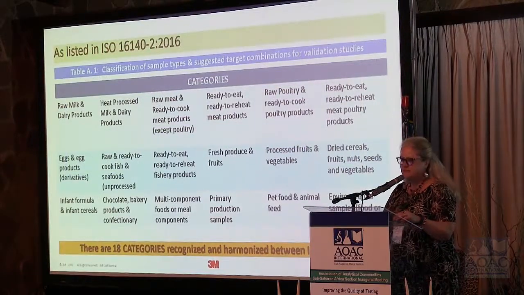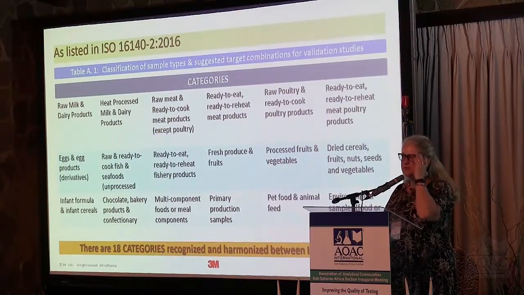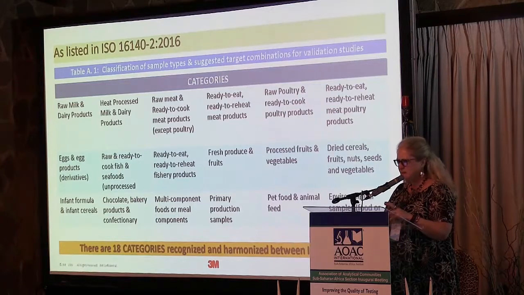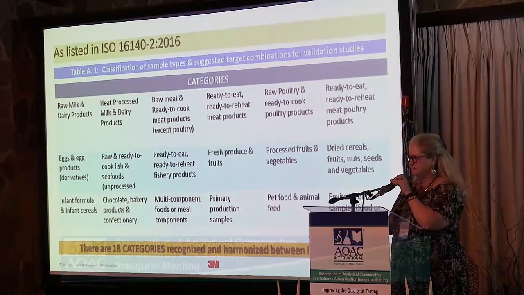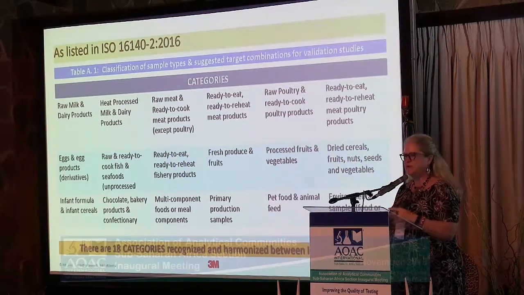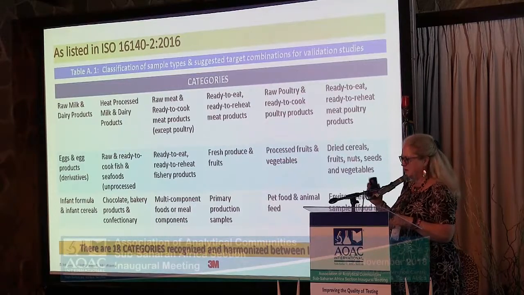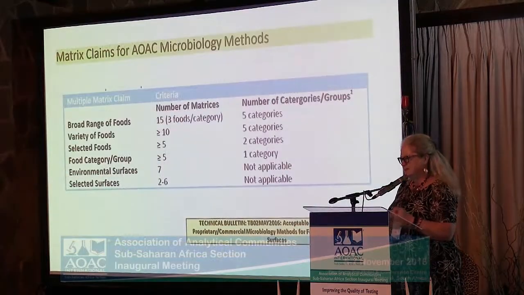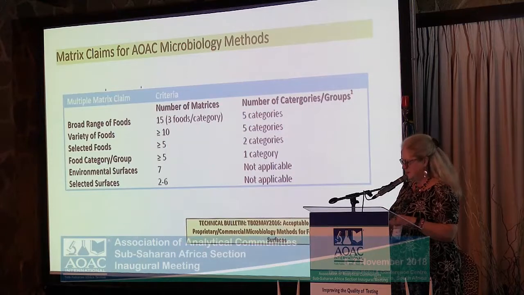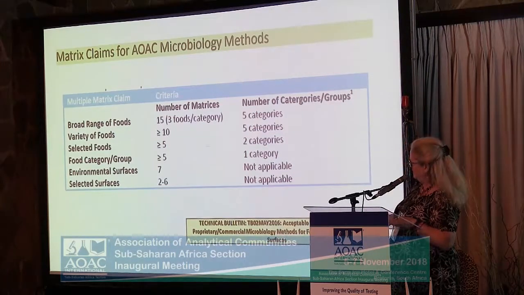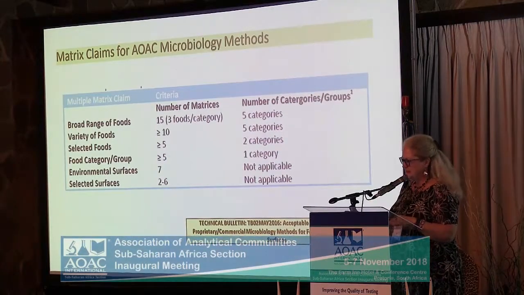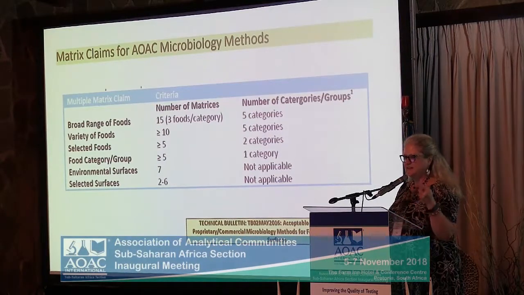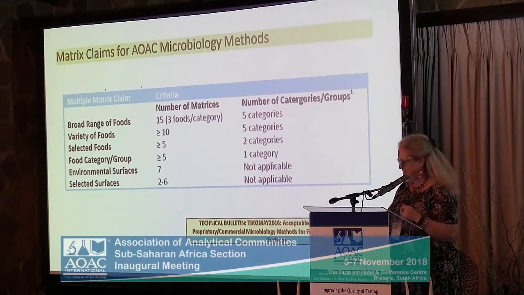Here are those 15 food categories I was mentioning, as well as 3 additional categories: food and animal feed, environmental testing, and primary production samples. And these are agreed upon between AOAC and ISO as part of that ISPAN project that we had. This is AOAC's way of explaining how to make your claims. From the 15 food matrices, you have to do 5 of the categories to make that broad range of food. These are listed again in the references that you'll hear tomorrow in those slides.